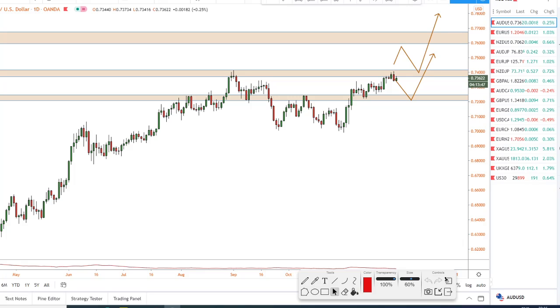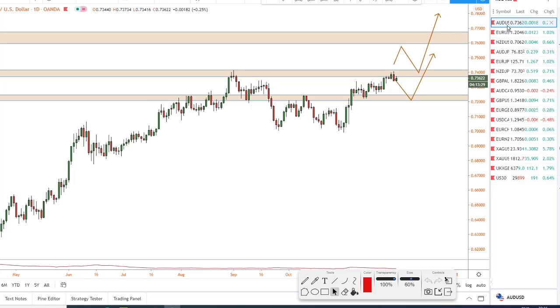Okay, so let's do a quick weekly analysis. I've already shortlisted some of the pairs that are in trend, and I've also marked the zones as well, to keep the video short. Anyway, I'm going to explain why I have marked those zones very quickly now.